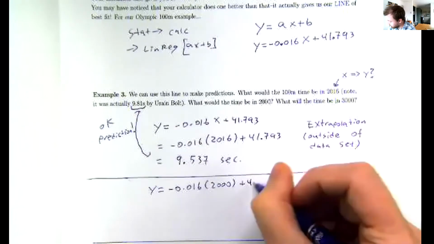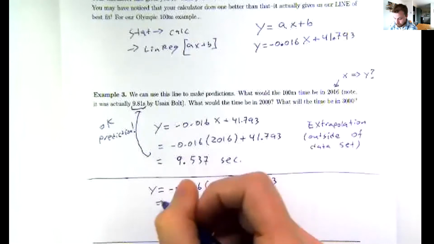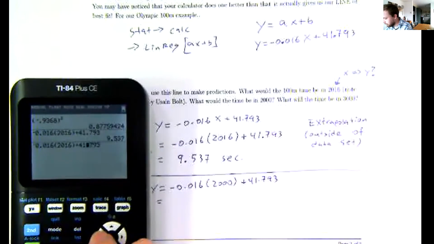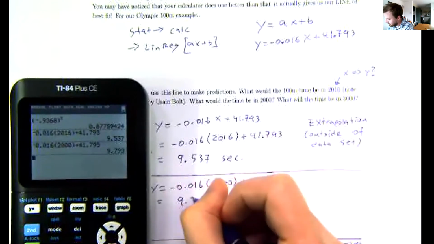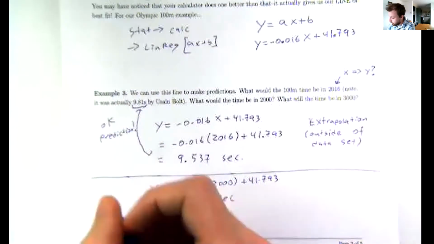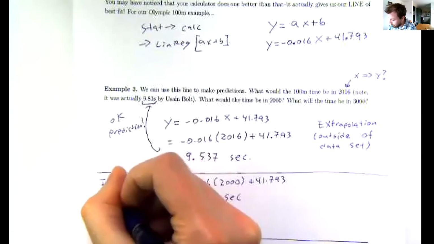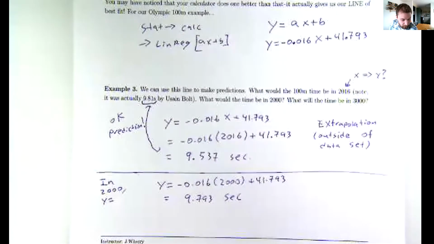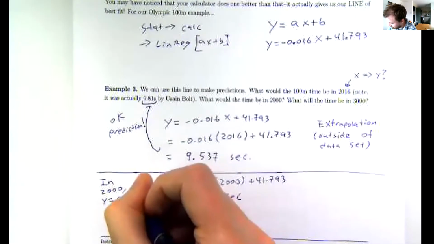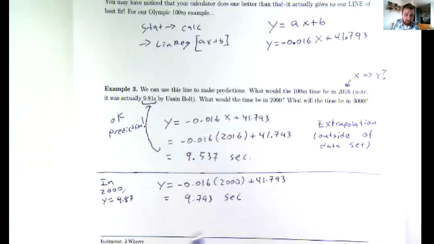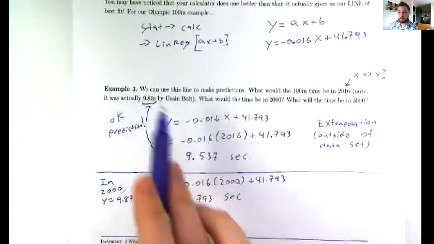But I'm plugging in 2000. So same thing, but I'm changing the x value. This gave me 9.793 seconds. And if I look back at my table, in the year 2000, the actual y value was 9.87 seconds. So that's really close as well. In fact, looking at these two things, this seems like a closer prediction than this prediction.